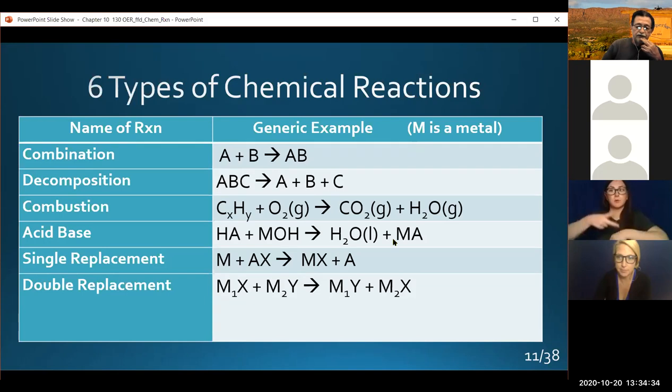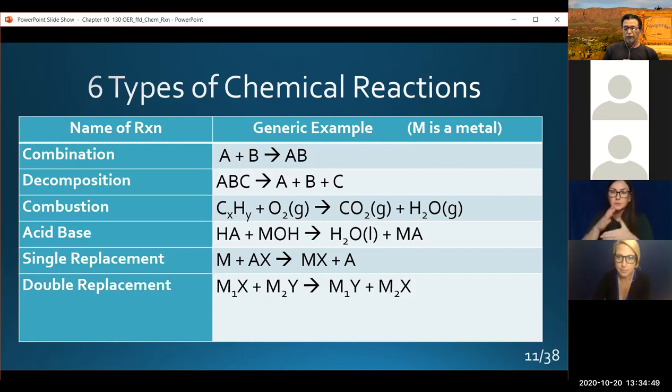Single replacement reaction deals with the activity series. Acid-base deals with that proton and hydroxide reacting. Combustion reaction just simply deals with burning, the combustion with oxygen of some hydrocarbon.